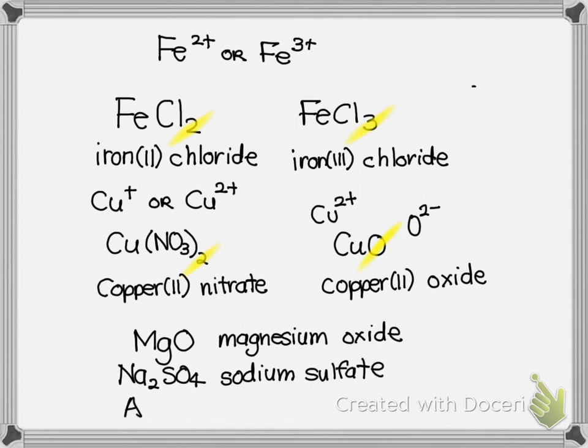Or if I had Al2(CO3)3, I don't have to think this hard. You just name the two ions. So it's just aluminum carbonate.